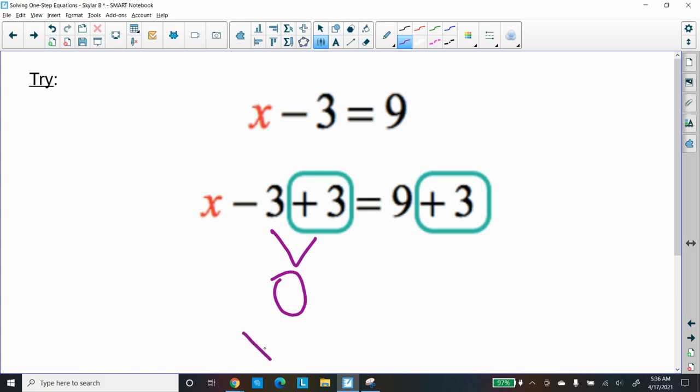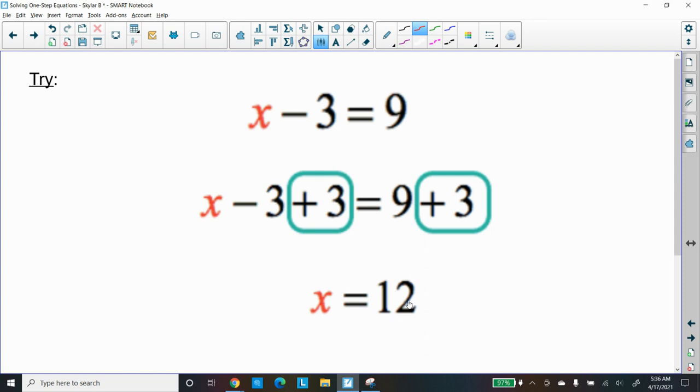So I have nothing left on that side but the x. So this cancels out. And now I have x plus 0, which will be just x. And on the other side, I have 9 plus 3, which will give me the answer. So 9 plus 3 is 12. So there's my answer, x is equal to 12.